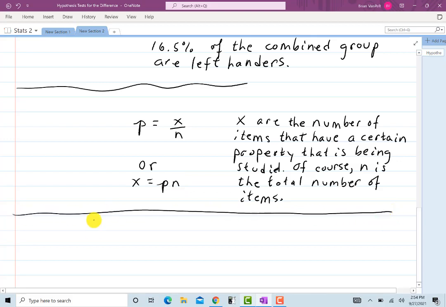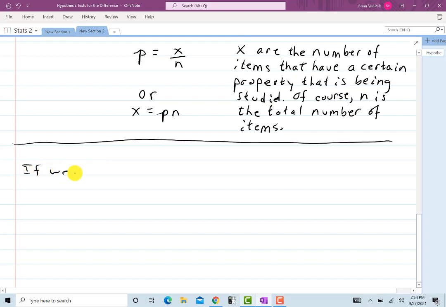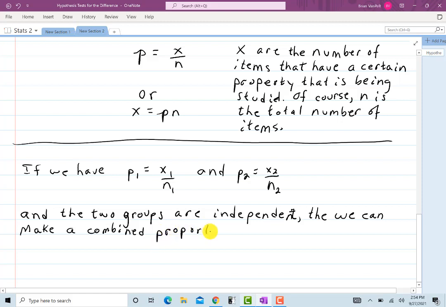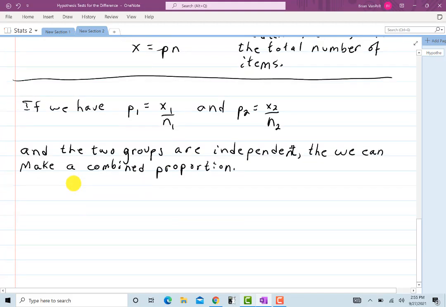So in particular, if we have P1 equals X1 over N1, and P2 equals X2 over N2, and the two groups are independent, then we can make a combined proportion. That looks like the following. As I did in that example, I'll call it P with a bar over it. So this is the combined proportion, and that'll be X1 plus X2 divided by N1 plus N2.